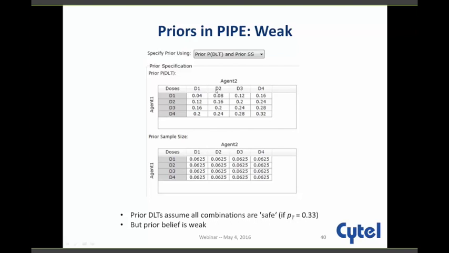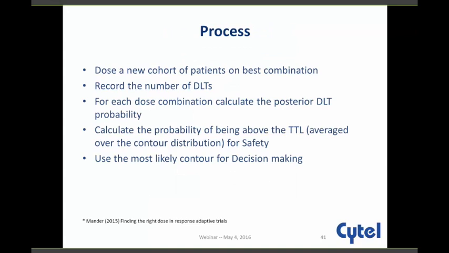Okay, so this is a situation where you have a weak prior belief, and a priori, all of the dose combinations are considered safe. So once you have your prior distribution, then you dose a new cohort of subjects on the best combination. You record the number of the dose-limiting toxicities, and for each dose combination, you calculate the posterior DLT probability, and you also calculate the probability of being above this target toxicity level, averaged over the contour distribution. And then you use the most likely contour for making the decision.